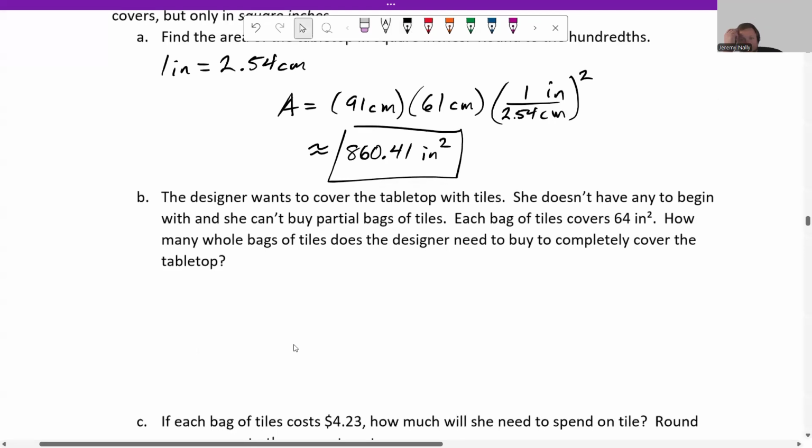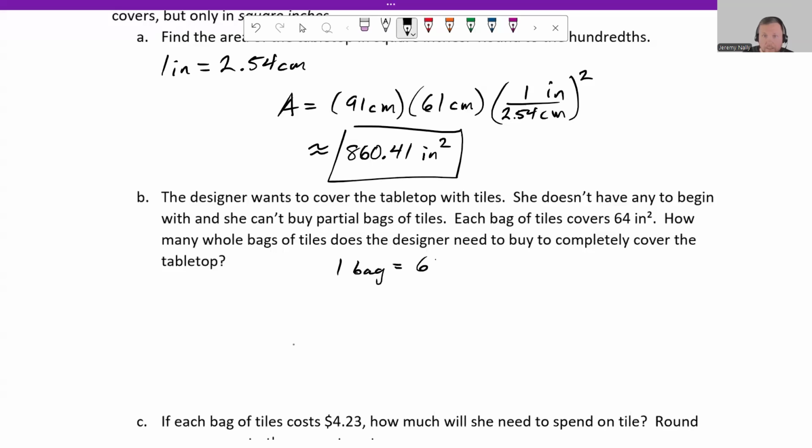So she wants to cover the tabletop with tiles. She doesn't have any to begin with, and she can't buy partial bags of tiles. Each bag of tiles covers 64 square inches. How many whole bags of tiles does the designer need to buy to completely cover the tabletop? So we can't buy partial bags. So one bag gives me 64 square inches or inches squared.